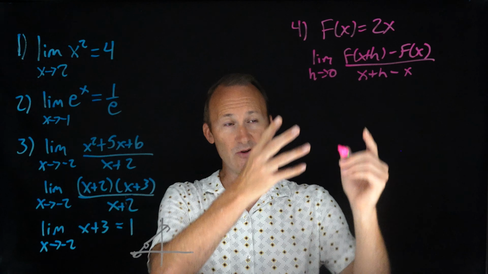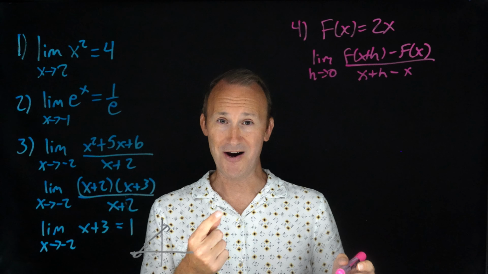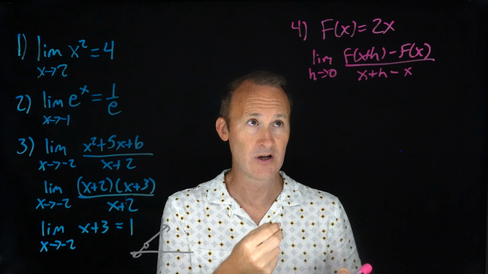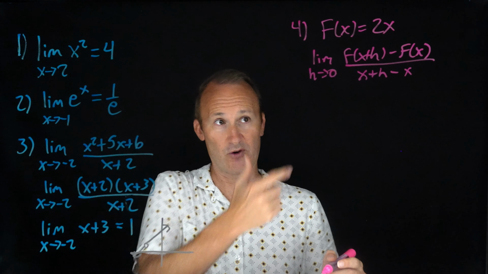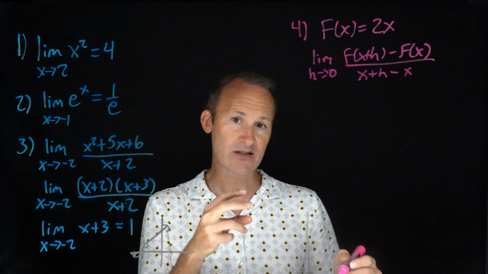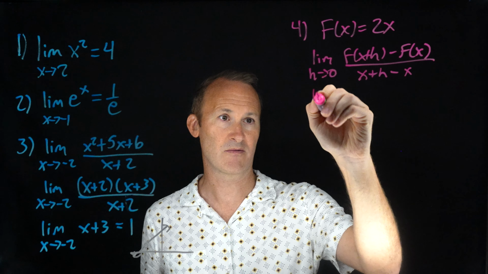Okay, so we have a new limit to compute, and we have a function to plug in. Recall from the previous video that this is actually the definition of a derivative. So this is a different type of problem. We're actually going to figure out from this definition what the derivative is of 2x. But it is a limit problem. So let's plug in for our functional notation.